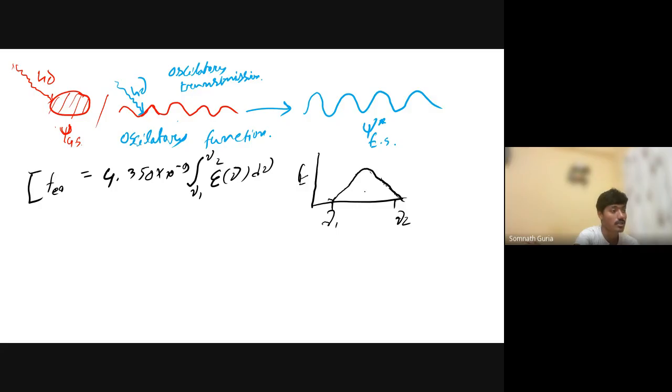Now we are shining the light. It's redistributed to different, and it's forming my new wave function. So this depends on how my epsilon is actually behaving at that wavelength or in that frequency region.